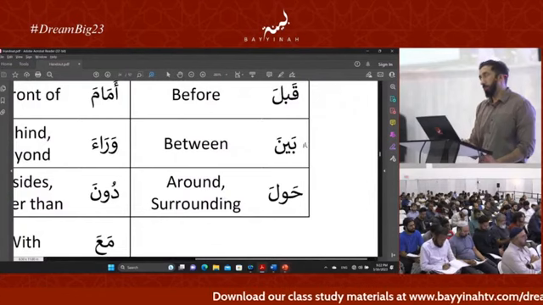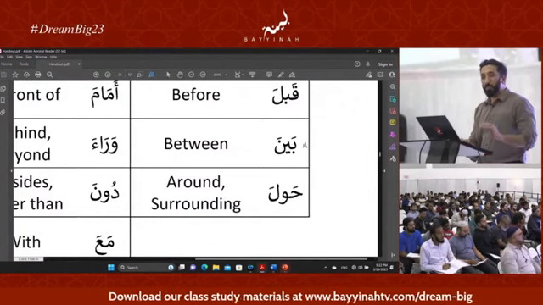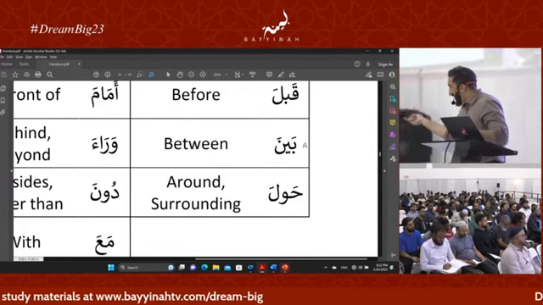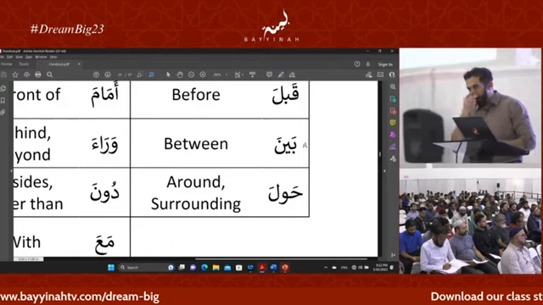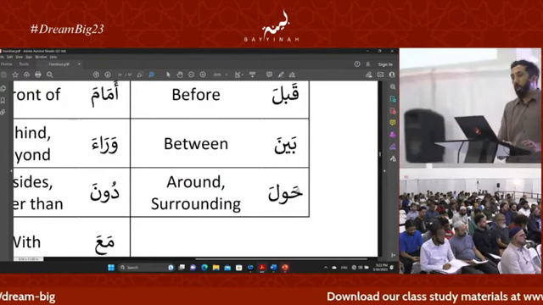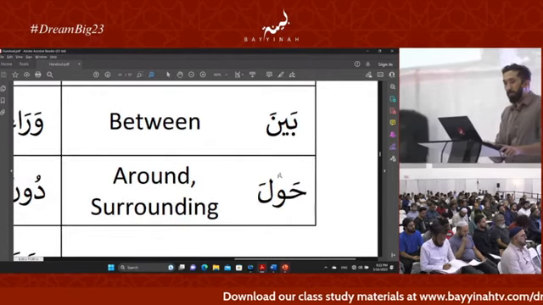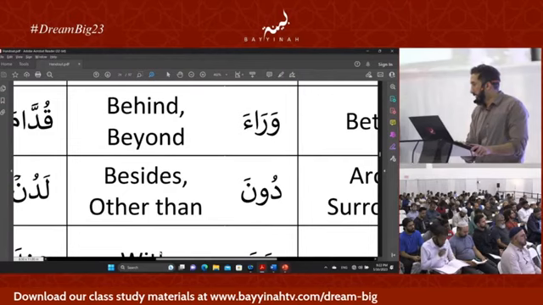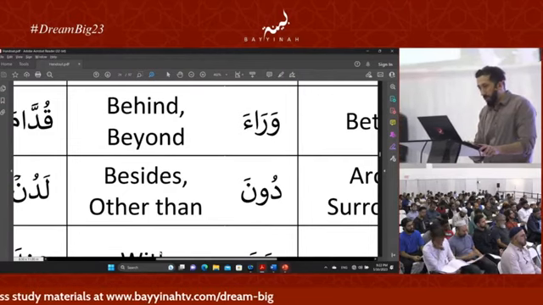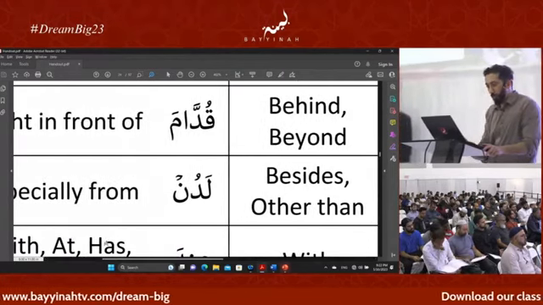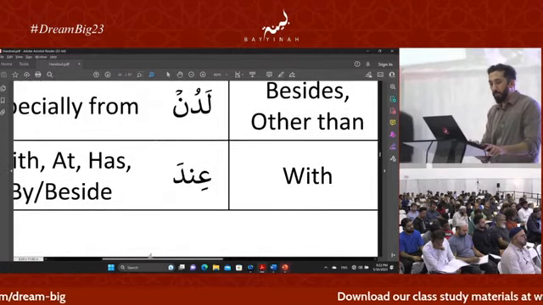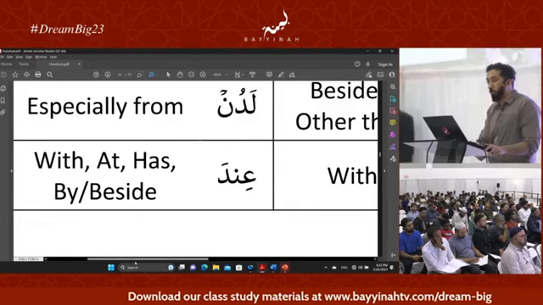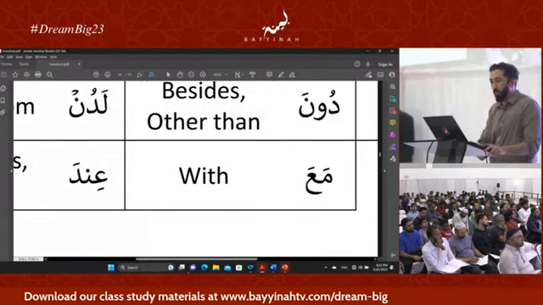Bayn al, let's say, Bayn al-masjidaini. Bayn al-masjidaini. You see the ayn? Between the two masjids. Hawl al-masjidi. Around the masjid. Dun al-masjidi. Besides the masjid. Okay, ladun we'll do later on. عند المسجد. At the masjid. It can also mean the masjid has, but I'll teach you that later on.